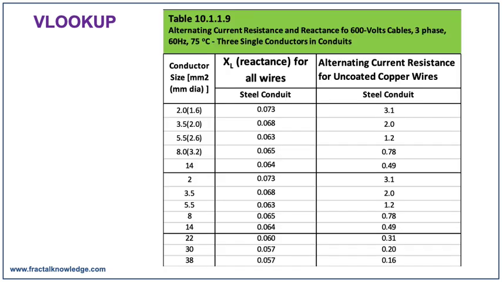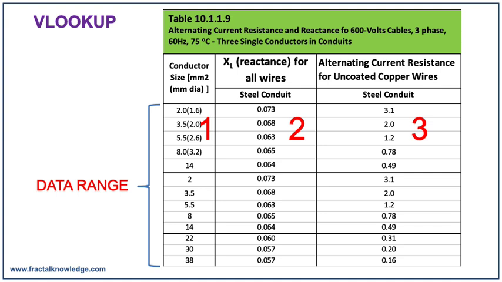This is the table 10.1.1.9 on page 942 of PEC 2017. I manually typed it in Excel because I always use it. You can see the data range: for the size of wire, that is column 1, column 2 is the reactance, and column 3 is the resistance values.